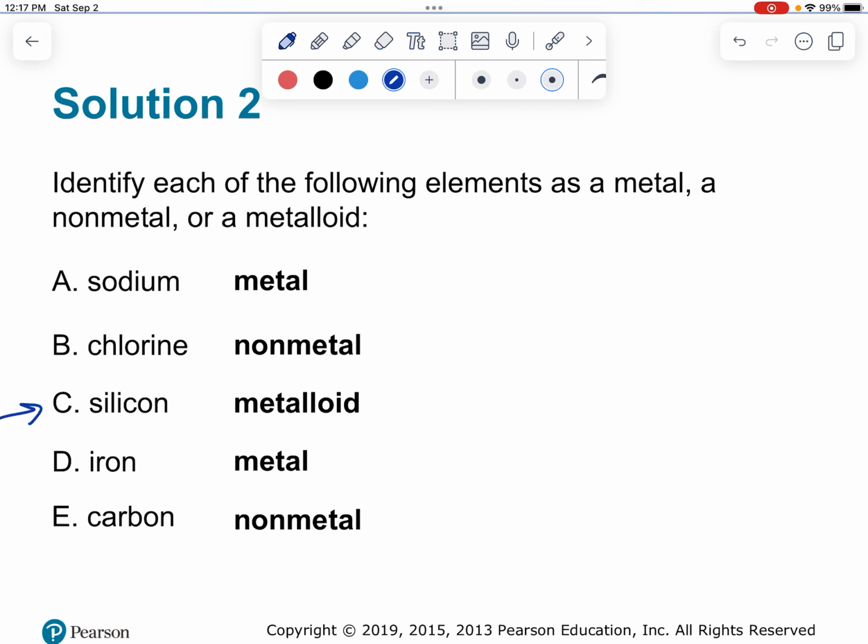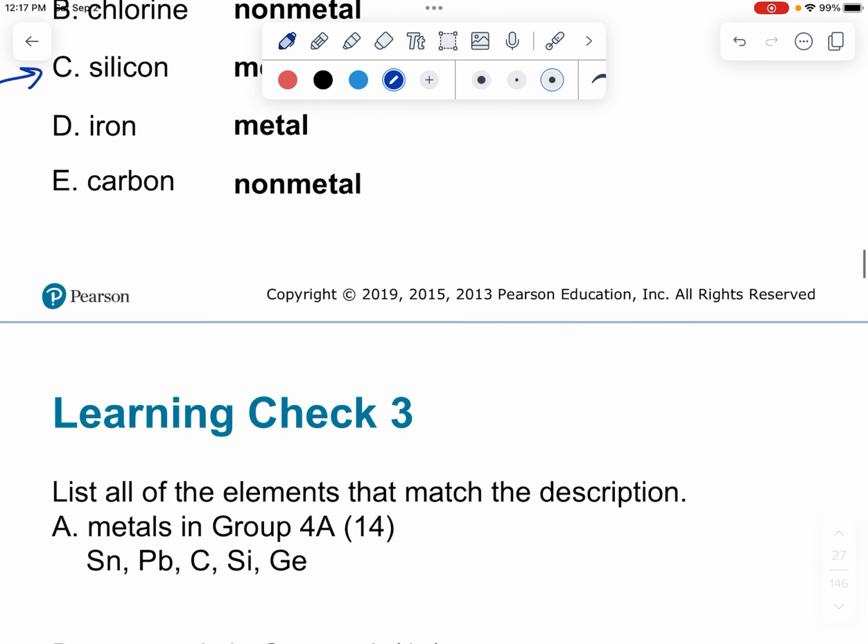Probably the most famous metalloid is silicon because of its semiconductor properties, and I would say second most popular is germanium.